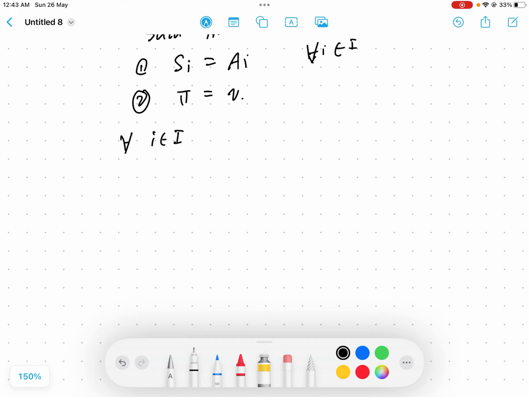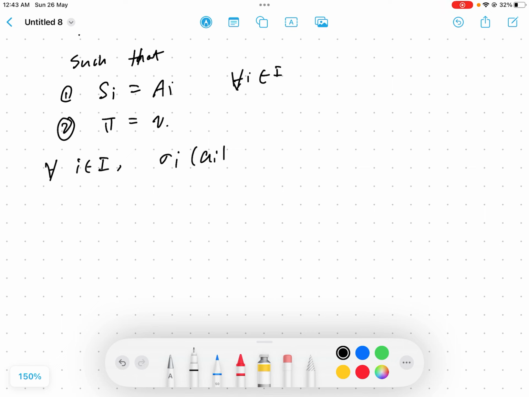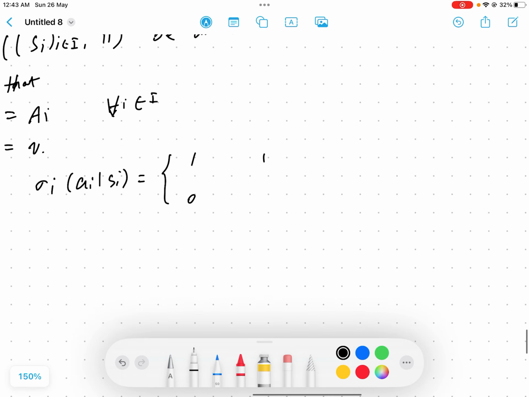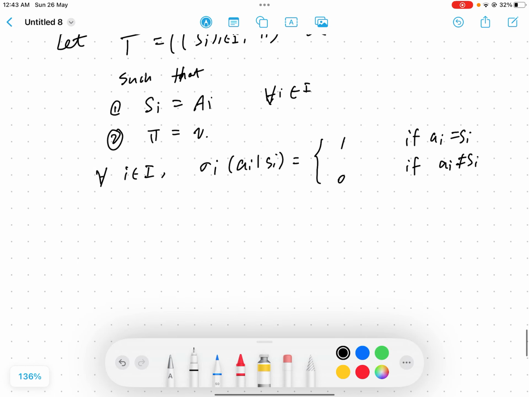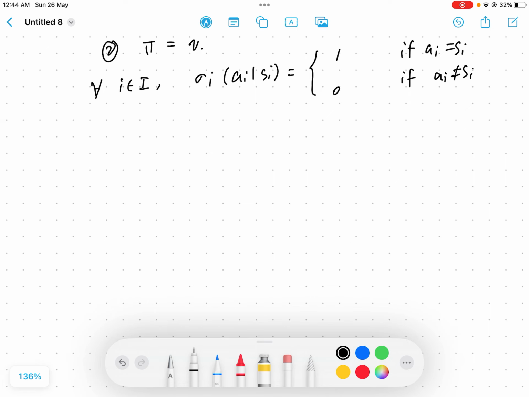Okay, so specifically, for all the i's, the sigma i is defined as follows. It's the ai given si, so it's either 1 or 0. It's 1 if ai equals si. If not, then it's 0. So that's a pretty intuitive strategy, and that's the reason that we call this the action recommendation, right? Now the next thing, the important part, is to show that this T and tau can actually induce this V, right?